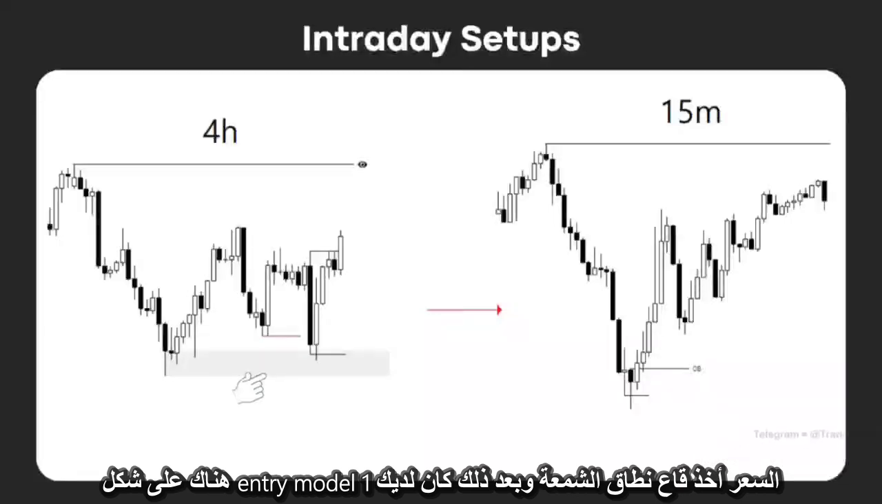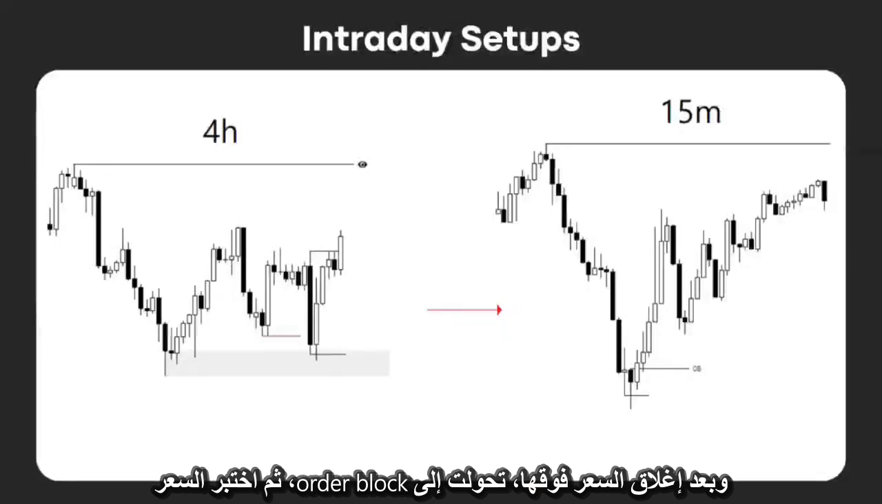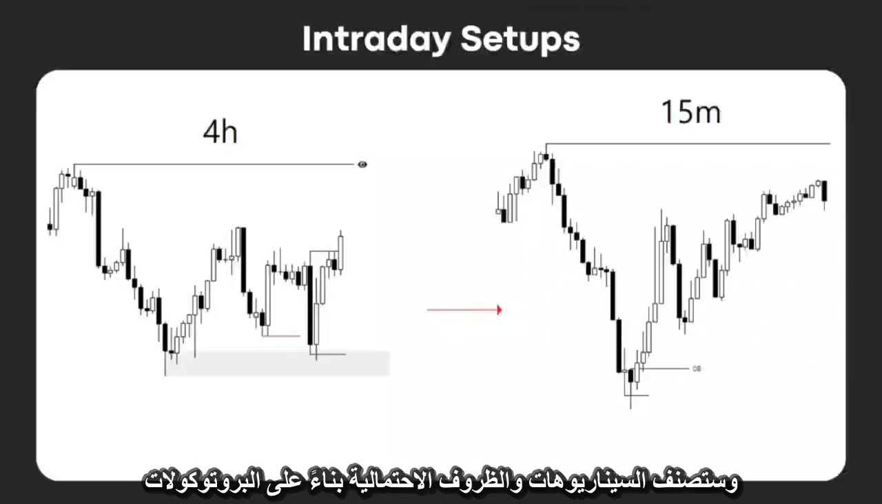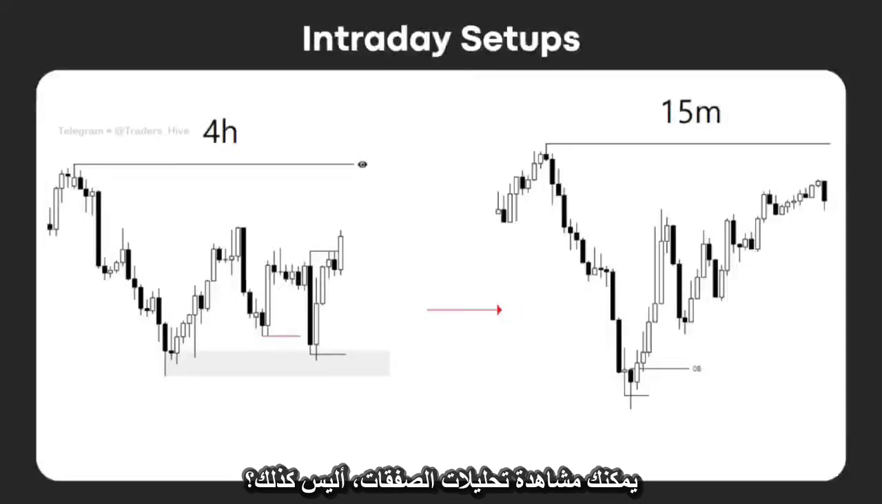Price took out the candle range low, and after that you had a model 1 entry there in the form of price closing above that down close candle, which took out the liquidity below the candle range. And after price closing above it, it turned into an order block. Price then tested that order block and then expanded higher. This is how you're going to frame a setup, and you're going to classify probabilistic scenarios and conditions based on the protocols, guidelines, and principles that I have given you. This is an example. Now for more examples, you can watch the trade breakdowns, right?